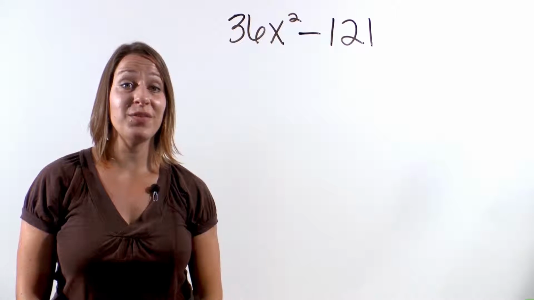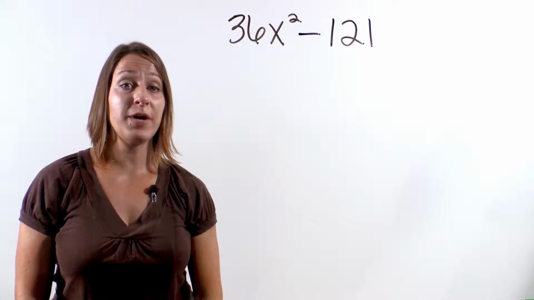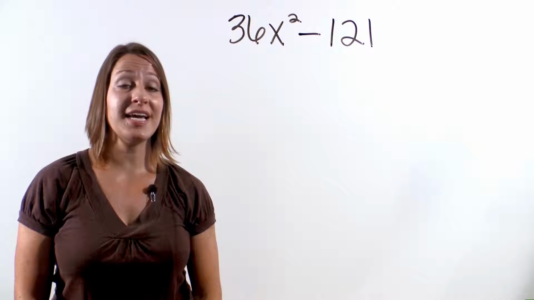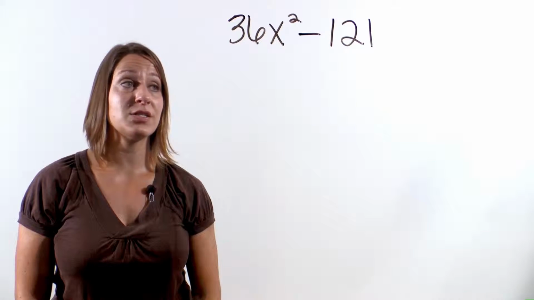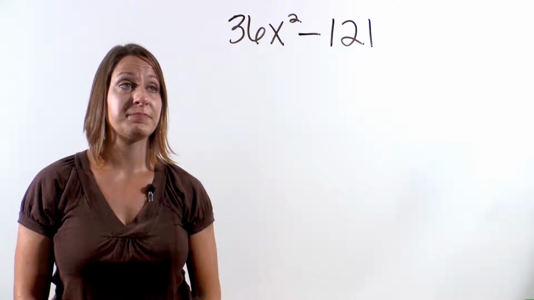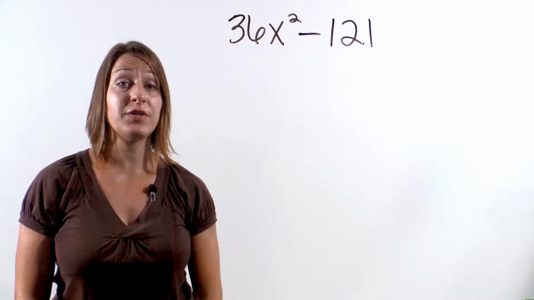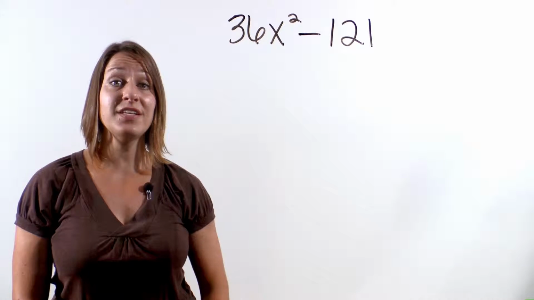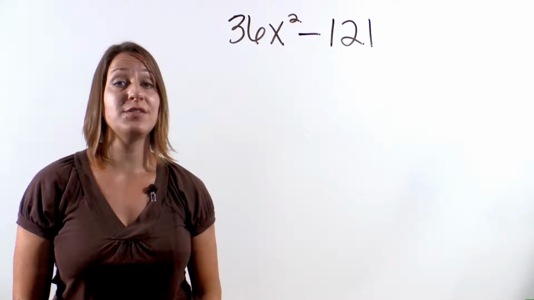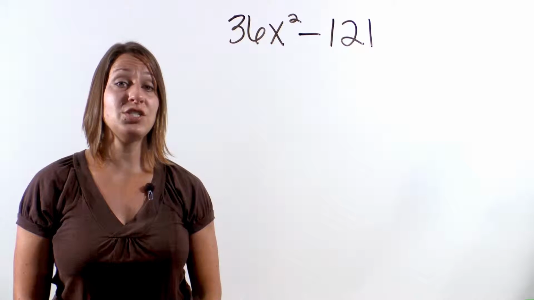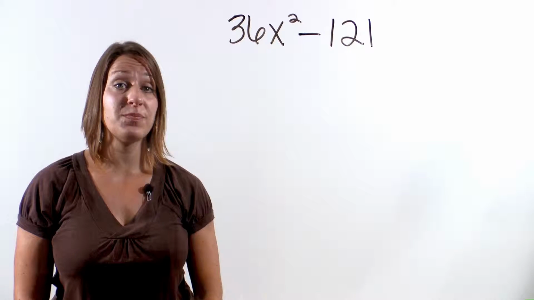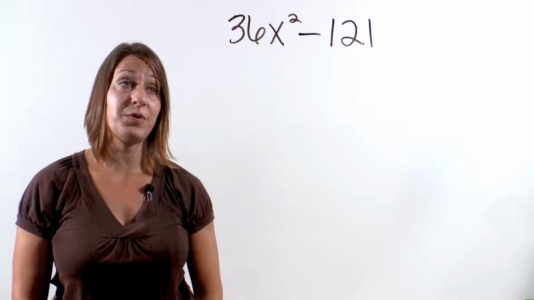Okay, let's try another one. Let's factor the binomial 36x squared minus 121. The first thing we need to do is to make sure this is a difference of squares. It definitely is a difference because of the subtraction sign, but let's check to see if our first term and our last term is a perfect square.